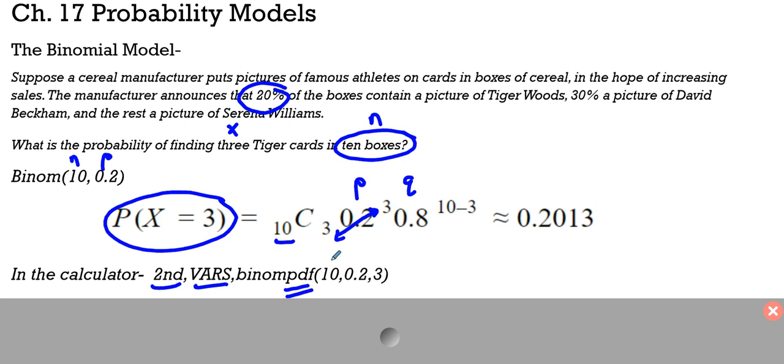And what that will give you is 10 trials, the probability of success of 0.2, and X successes. We write this here. I know I kind of made it a little sloppy. I'll clean it up here. We write this, but we do this, and they'll never know the difference, right? So you have about a 20% chance that if you get 10 boxes, you'll get 3 Tiger Woods cards. It's not a guarantee, but that's the odds. These are models, and models are always wrong, but sometimes they're close, right?